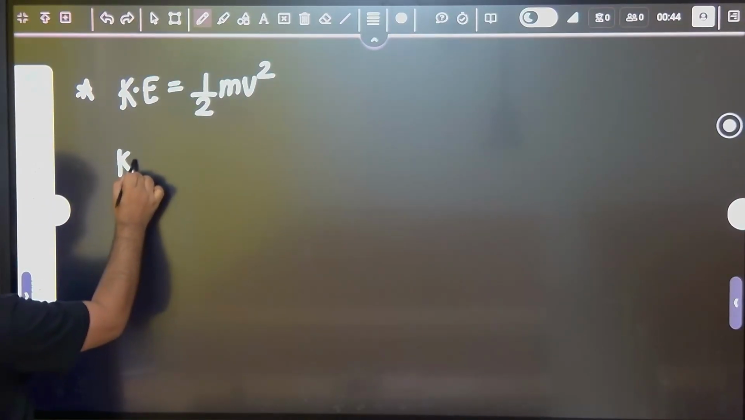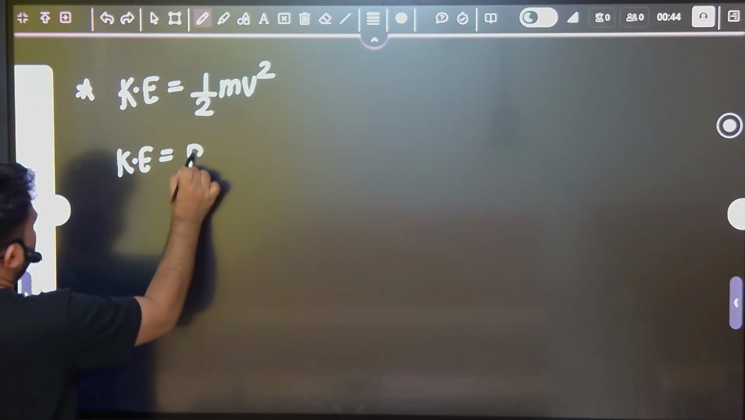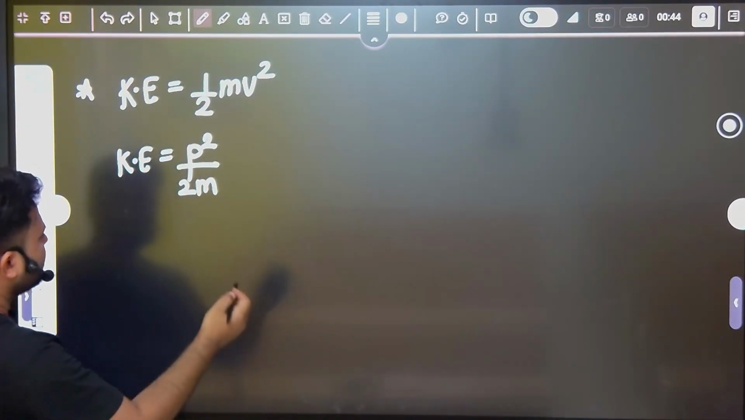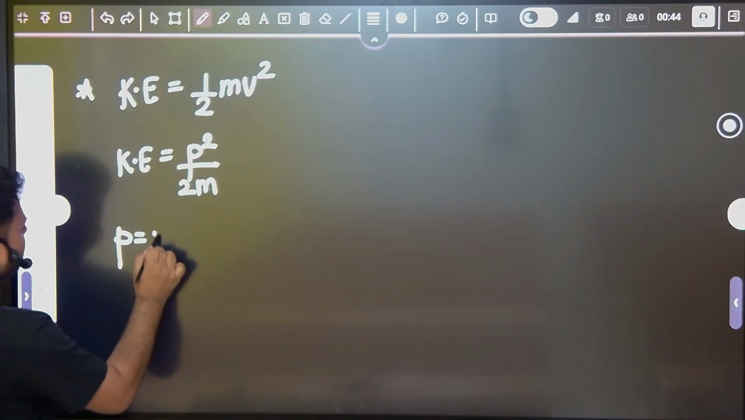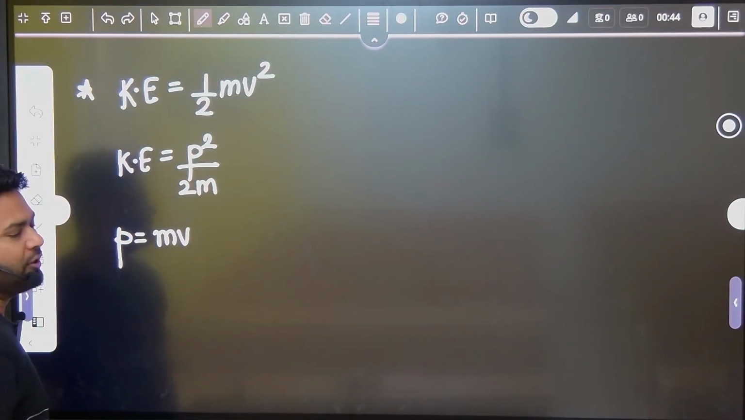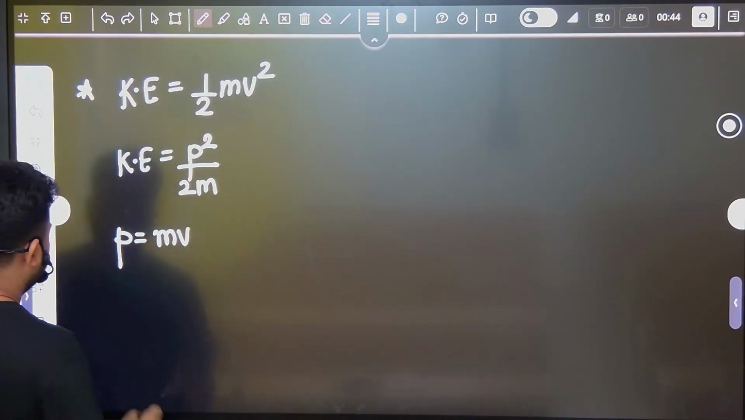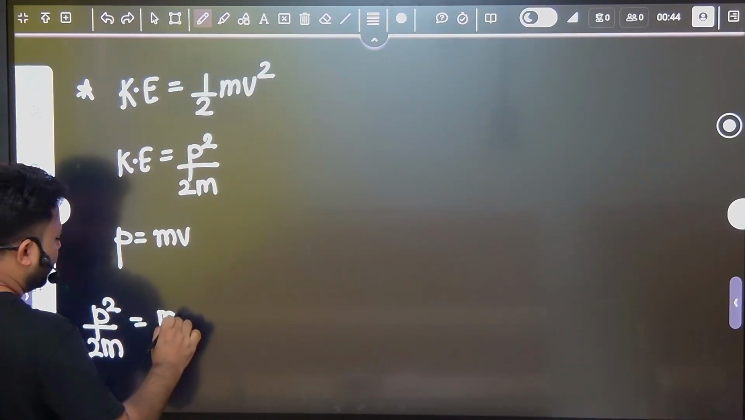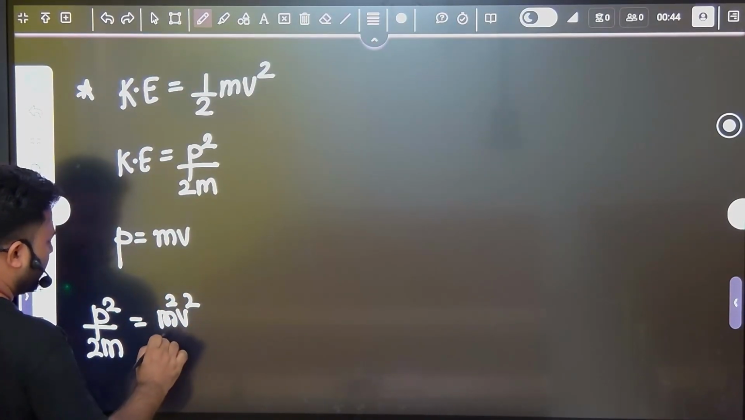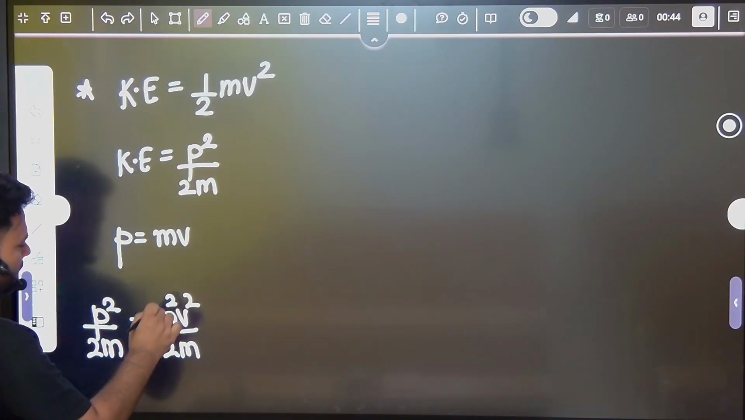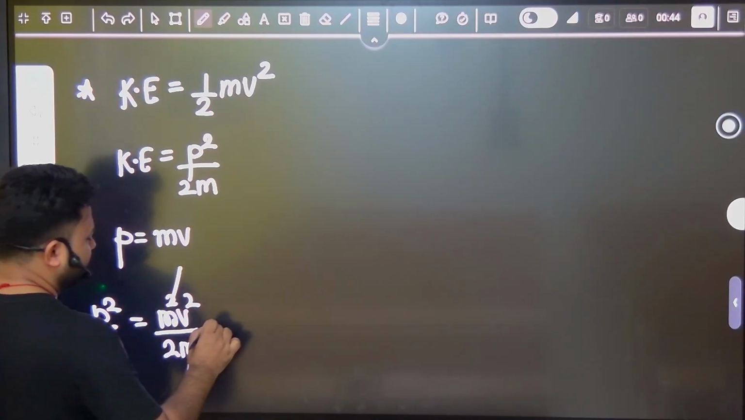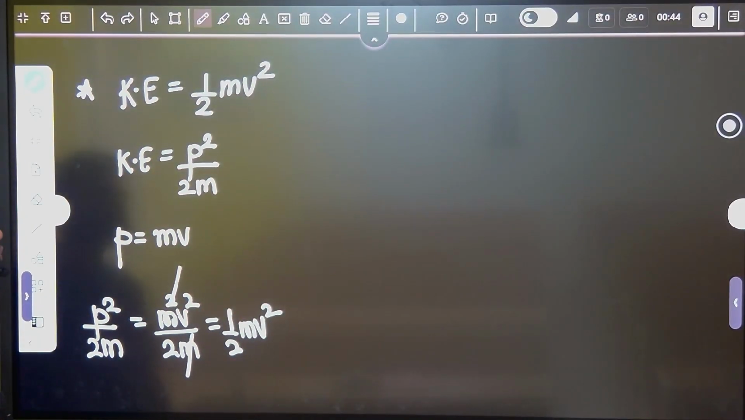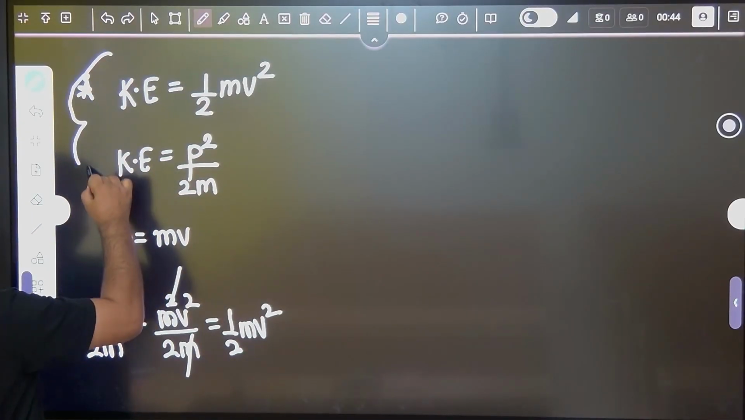For kinetic energy, we have one more formula, P square by 2m, and this is very important. Here P is nothing but momentum. What is momentum? Mass into velocity. You can check: if we solve P square by 2m, P is momentum, so momentum square is m square v square divided by 2m. So this m cancels, and we get half mv square, that is kinetic energy. So kinetic energy equals P square by 2m. This result is very important.